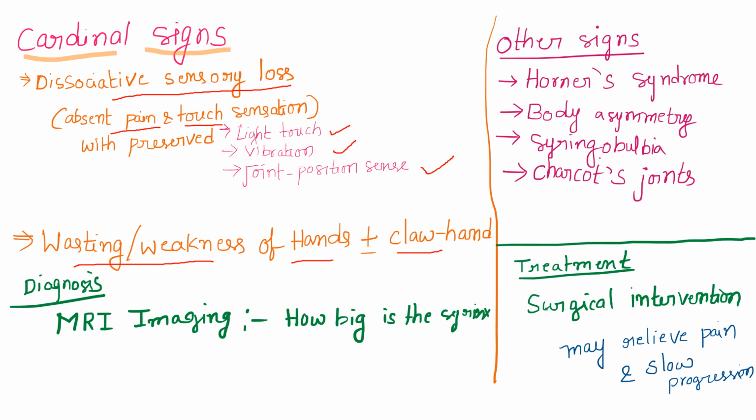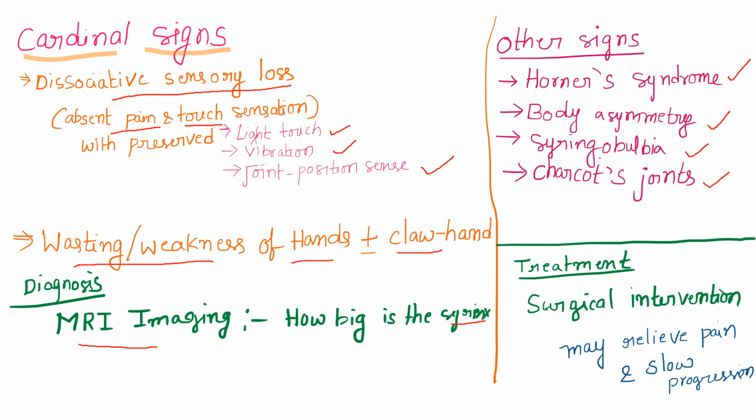And other signs, if you see, Horner syndrome, guys, we can discuss this syndrome in a later class. And body symmetry may alter, meaning body asymmetry. And syringobulbia we have discussed in the earlier slide. And Charcot's joints, meaning neuropathic joints. And for diagnosis, MRI is the best one. Like we can make out how big the syrinx is.